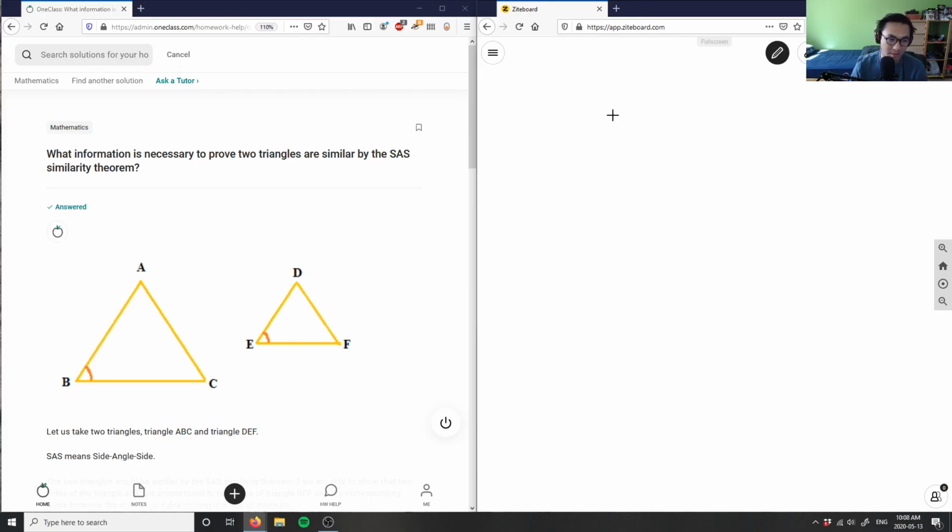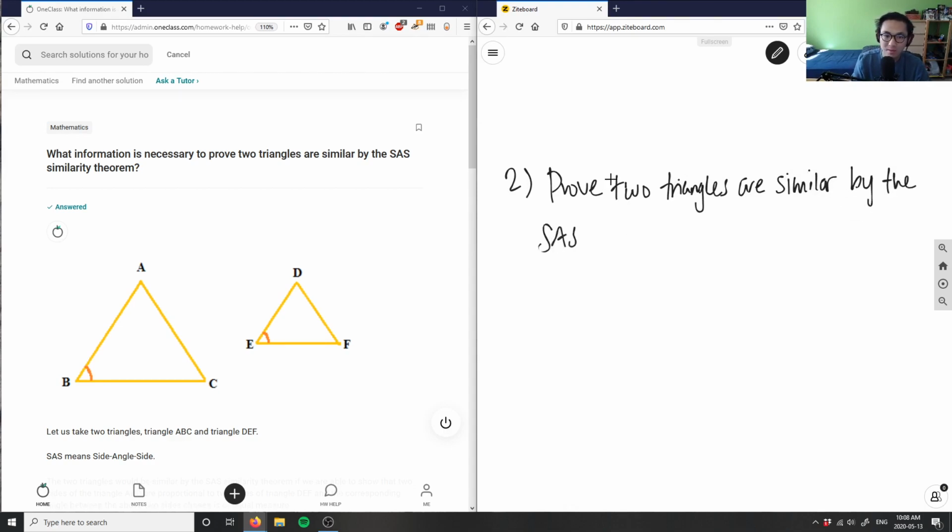Okay, number 2 is asking what information is necessary to prove two triangles are similar by the SAS similarity theorem. So I want to prove two triangles are similar by the SAS similarity theorem.